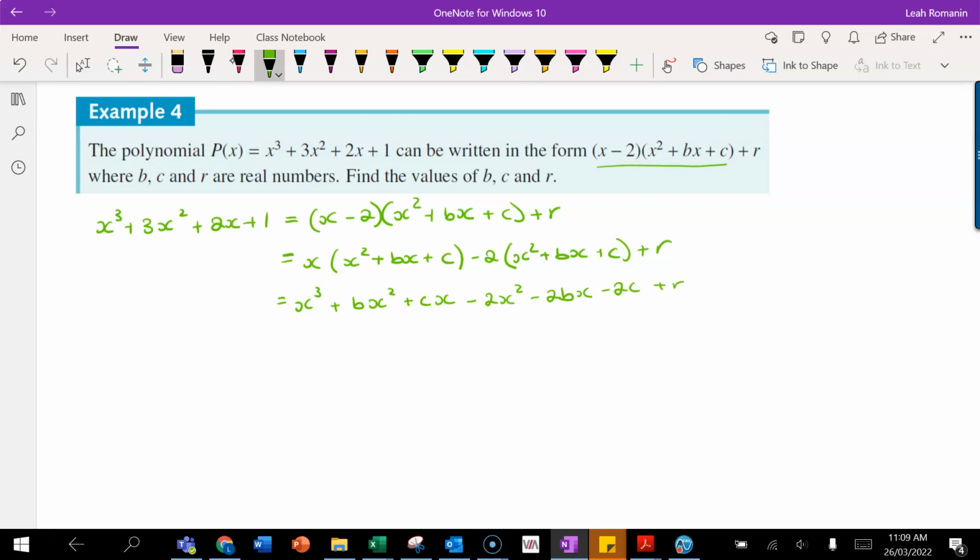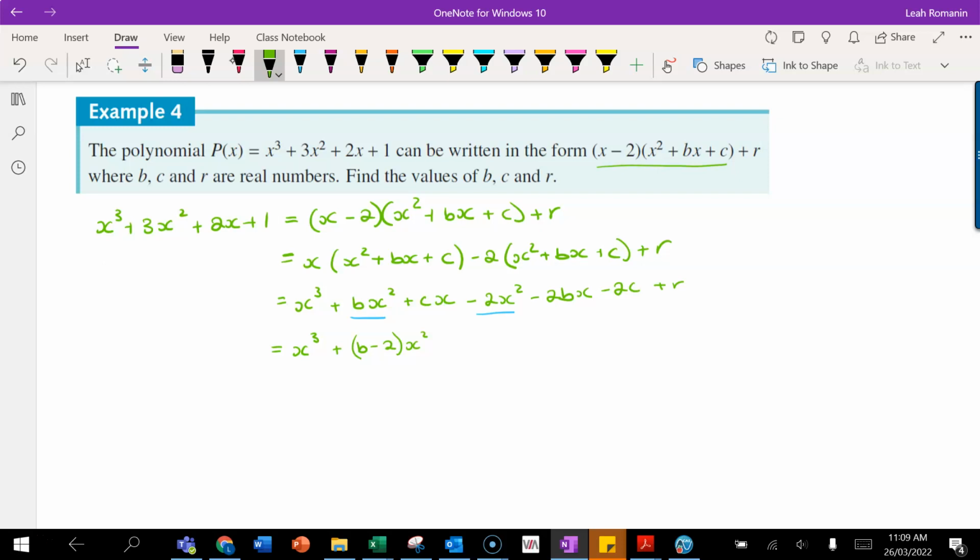Okay, so now I've ended up with this, and I can see a few like terms coming out. So I've got my x cubed here, which is going to just remain as x cubed. Looking at my next factors, I've got my 2x squared terms here. So what we can actually do now is factor out the x squared, and we have b minus 2 as our coefficient to x squared.